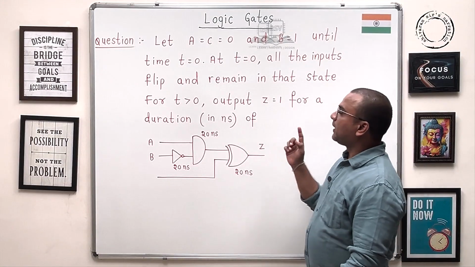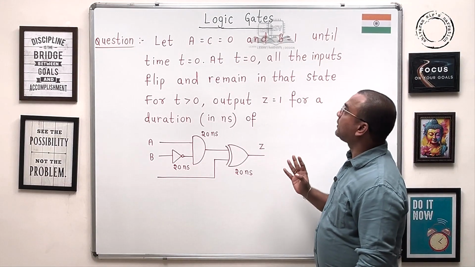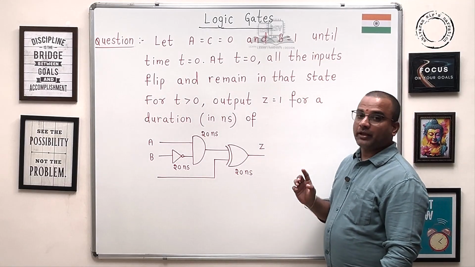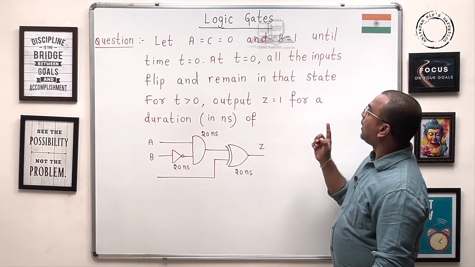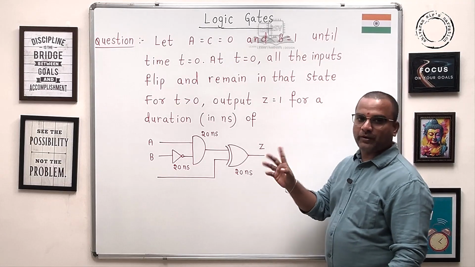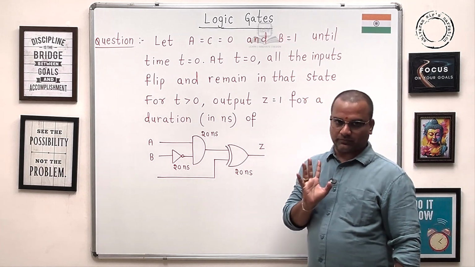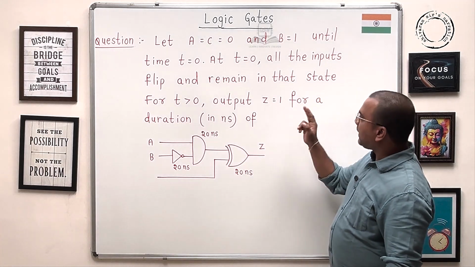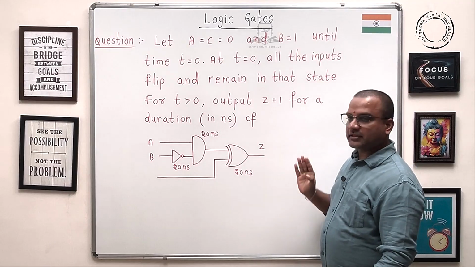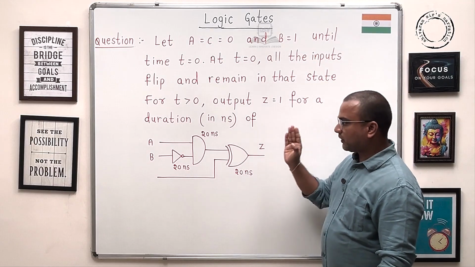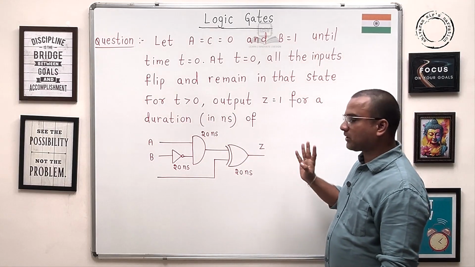Right? Let's have another design challenge. Let A equal C equal 0 and B equal 1 until time t equals 0. At t equals 0, all the 3 inputs flip. That means 0 becomes 1, 1 becomes 0, and remain in that state. For t greater than 0, output Z is equal to 1 for a duration in nanoseconds of.